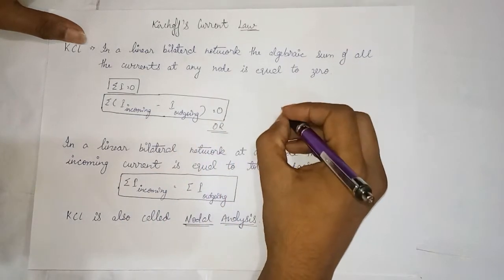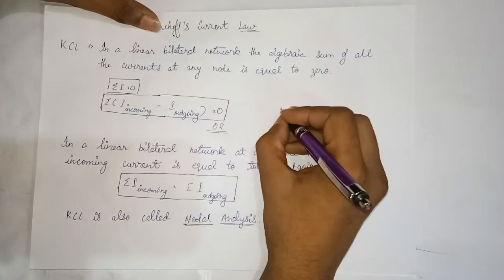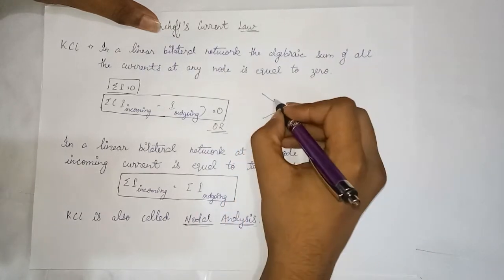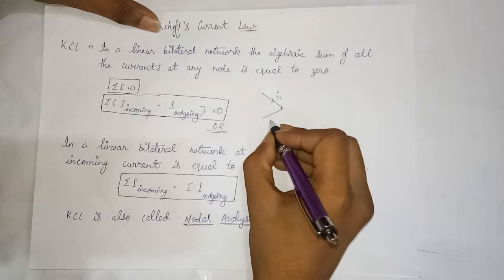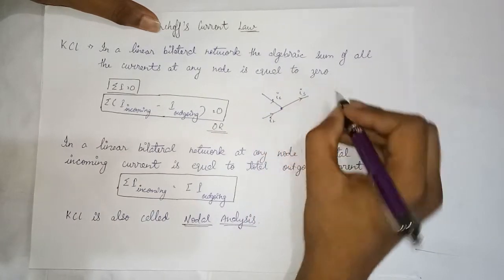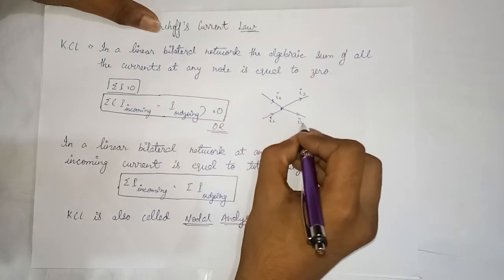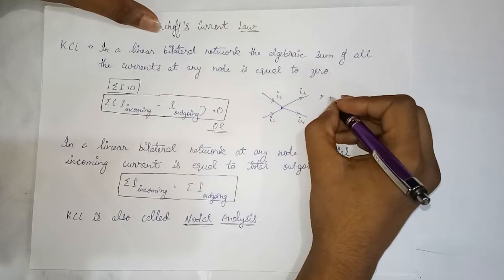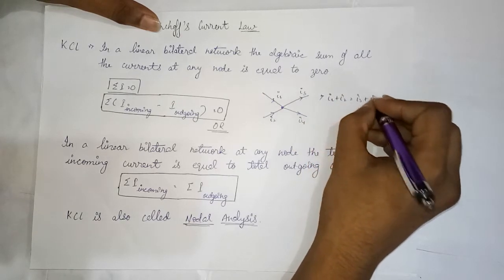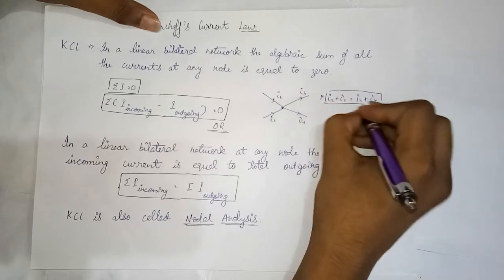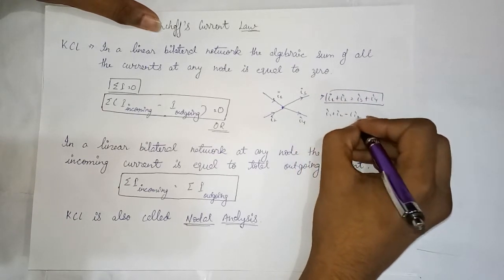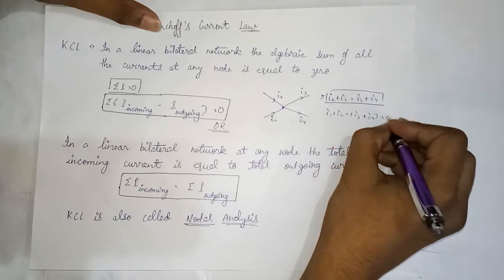Now from the diagram I can write like this. This is a node, and current I1 is entering this node and current I2 is entering this node, and current I3 is leaving this node and current I4 is leaving this node. So according to this law, I1 plus I2 is equal to I3 plus I4, or I can write I1 plus I2 minus (I3 plus I4) equal to 0.